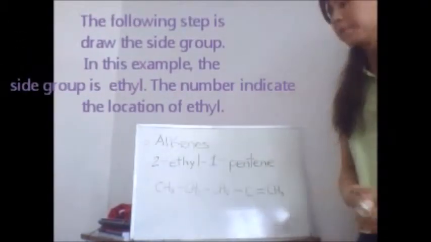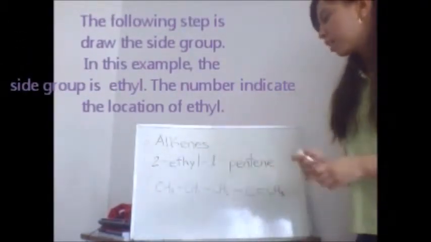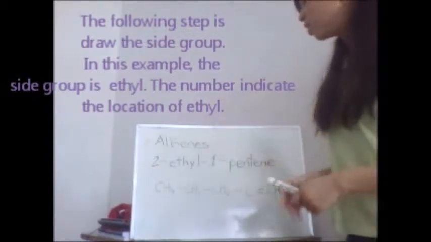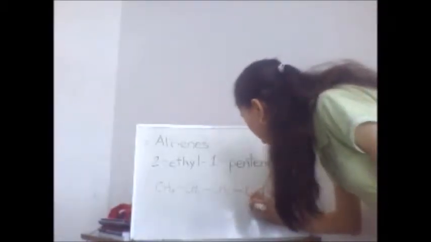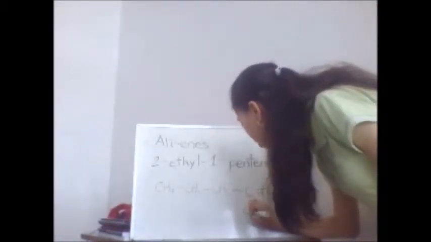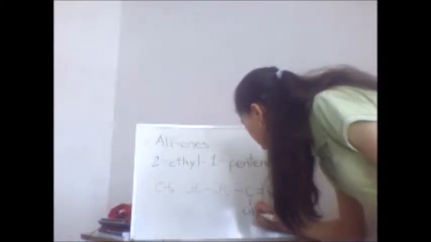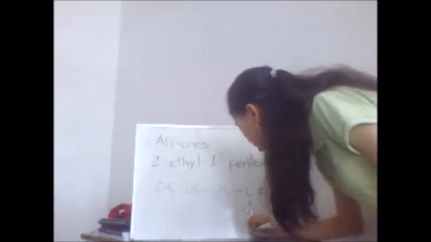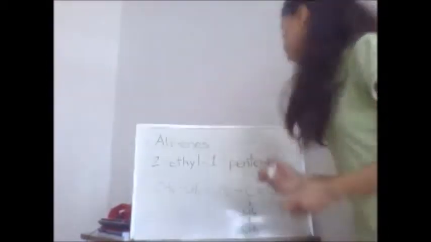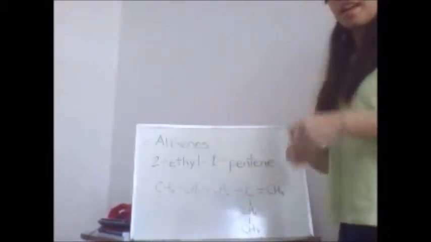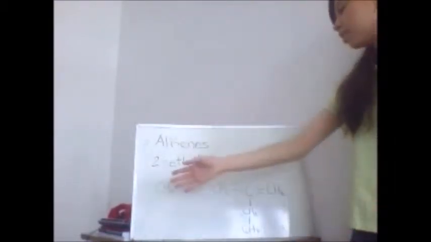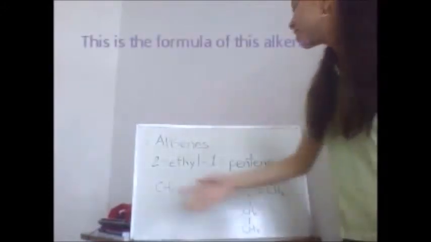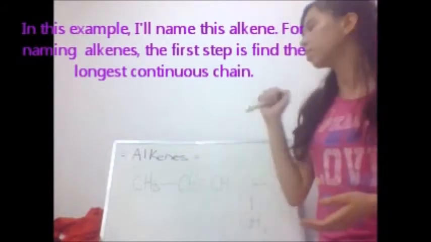The following step is to draw the side group. In this example, the side group is ethyl, and the number indicates the location of the side group. This is the formula of this. In this example, I will be naming the alkenes.